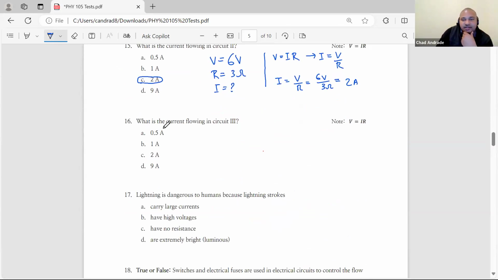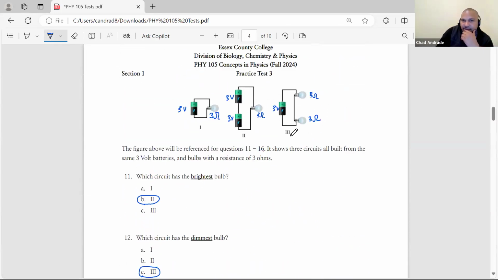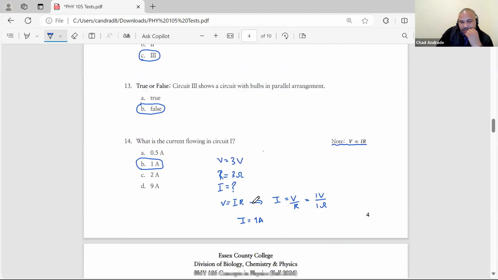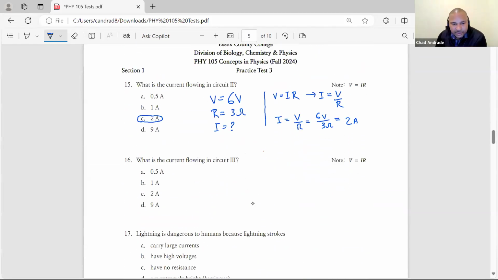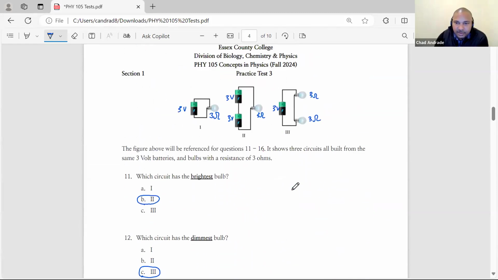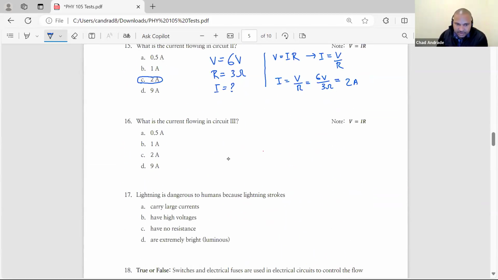The third question like this says, what is the current flowing in circuit 3? Circuit 3 is the one on the right-hand side. And again, we're going to do the same thing, right? So here, circuit 3, if I go all the way up top, the voltage is 3 volts. And here, I'm going to do something for the resistance. Just make sure you guys see this. Voltage equals 3 volts.